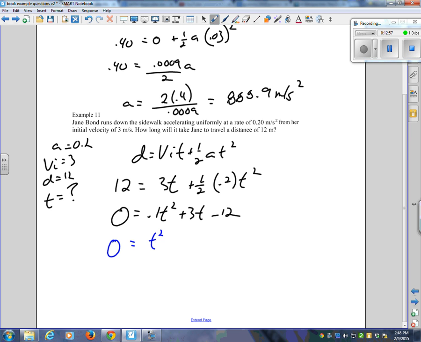t squared plus 30t minus 120. Is that okay? Yes, we multiplied both sides by 10. Now I've got to factor that. Factors of 120 that add or subtract up to 30. 16, 20 would be the only one in. 16, 20, or 40, my friend.